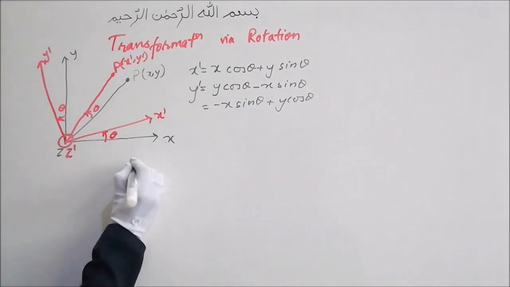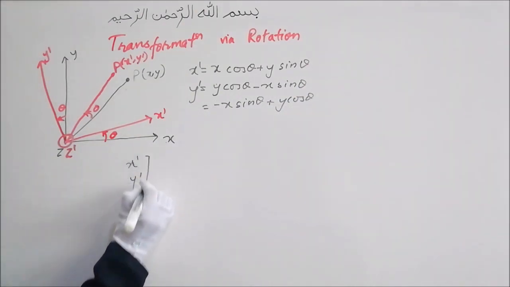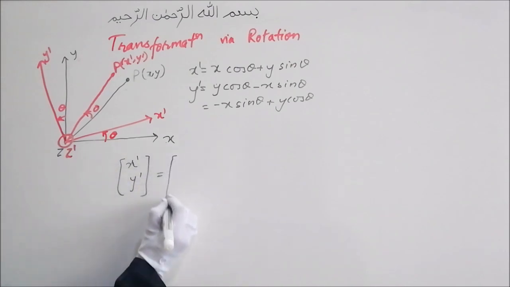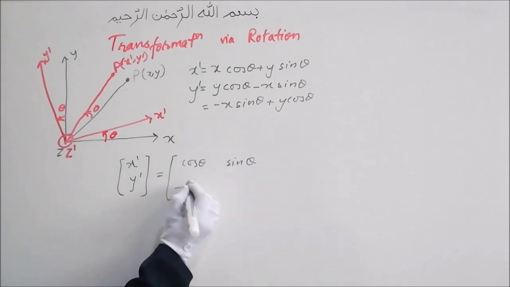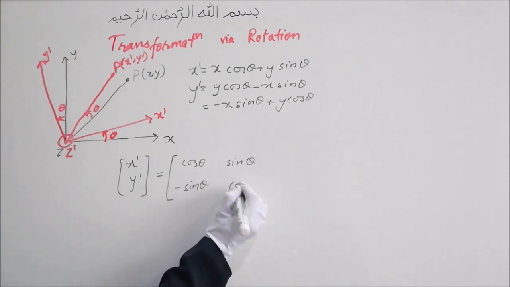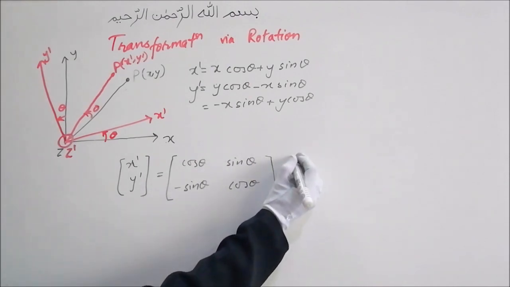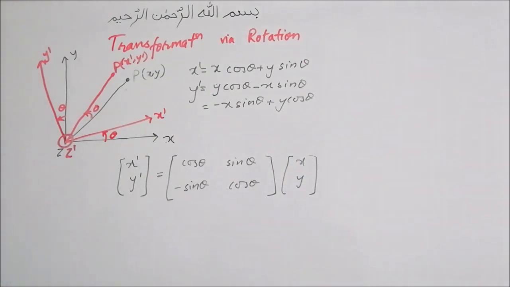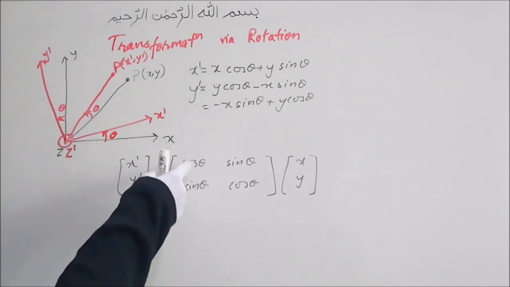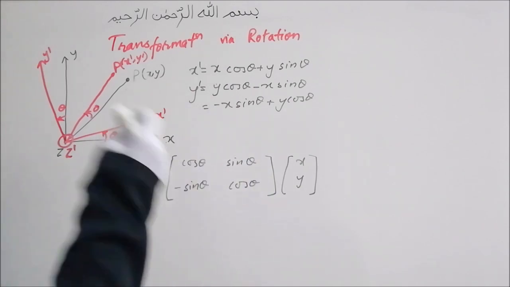So in matrix form we can write this as x dash, y dash is equal to the matrix cos theta, sin theta, minus sin theta, cos theta, times x, y. This is the transformation of the coordinate xy to the new coordinates x dash y dash by the transformation matrix cos theta sin theta minus sin theta cos theta.